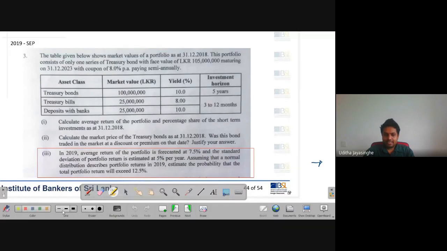Now this is the hint: a normal distribution describes the portfolio. Assuming, we have to assume first. Estimate the probability that the total portfolio return will exceed 12.5%. If you look at the case, it's a piece of cake. What you have to do is bridge the ingredients. This is 7.5, what is that? That is your X bar or mu, the average. This is 5, the standard deviation or sigma. What is this? This is your interested value, exceeding 12.5. That means the curve's area from the left up to that particular value gives the opposite of what we want.